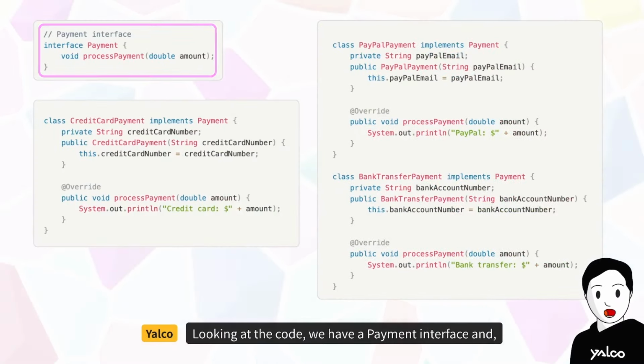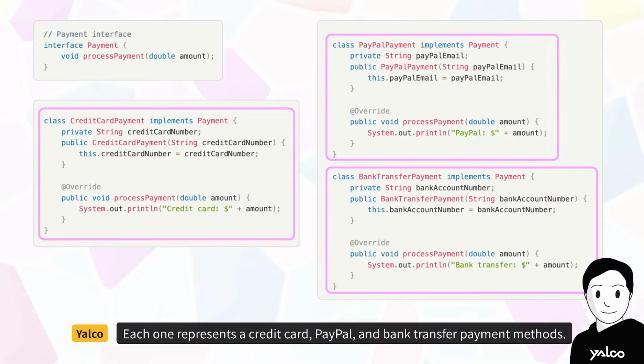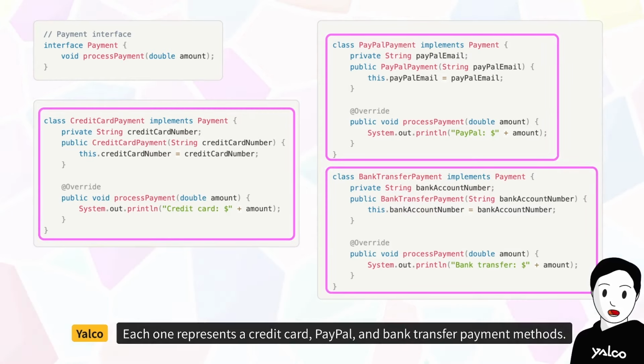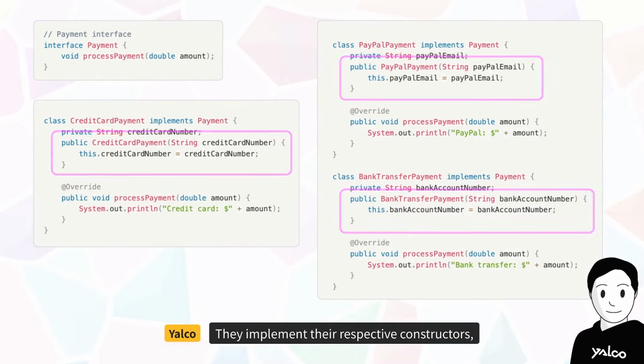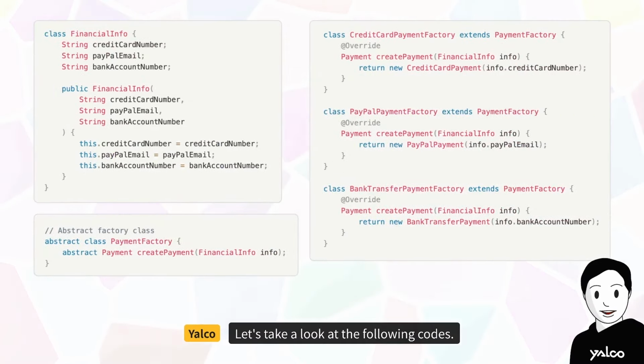Looking at the code, we have a payment interface and 3 classes that apply it. Each one represents a credit card, PayPal, and bank transfer payment methods. They implement their respective constructors, as well as the process payment method declared in the interface. Let's take a look at the following codes.